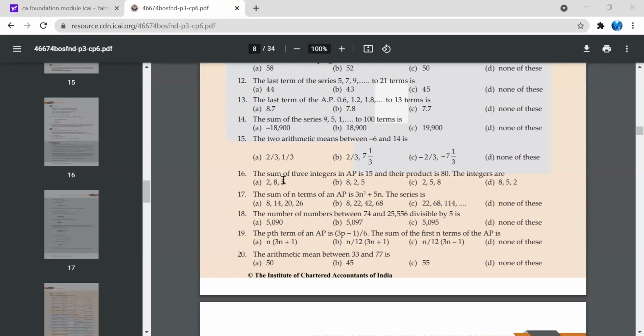So 2 plus 8 plus 5 is 15, but this is not in AP. Also, their product should be 80. 2 × 8 × 5, yes it is 80, but 285 is not in AP. 825 is not in AP. 258 is AP. So your answer is C.